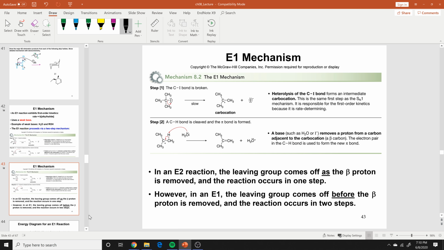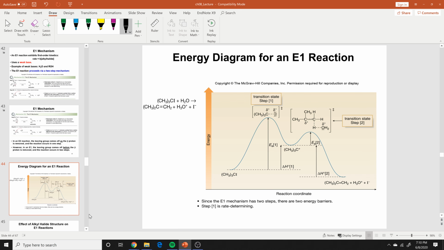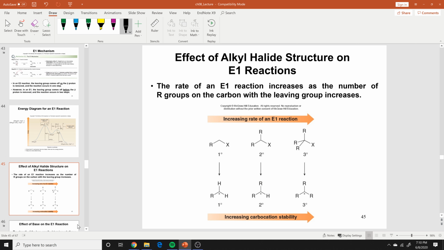Okay, so this is just explaining how the mechanism happens. It is a two-step reaction where you start with your reactants and form a transition state in the first step. The first step is a slow step because its activation energy is larger than the second step. The second step is a faster step because it has a smaller activation energy, and then you get to your product. With respect to the alkyl halide, it has to be tertiary, because don't forget that we are making a carbocation, and carbocations are more stable whenever they are tertiary carbocations.